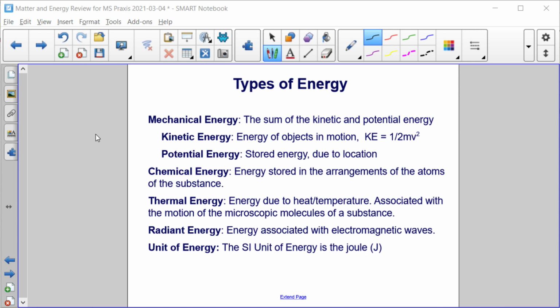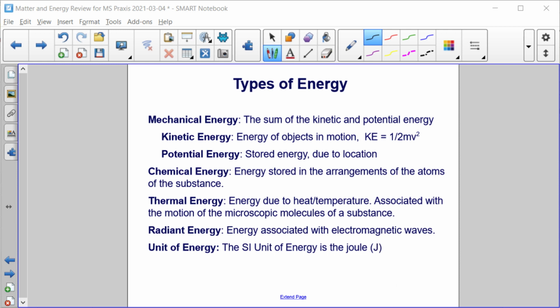Thermal energy is energy due to heat and temperature. Thermal energy is associated with the motion of the microscopic molecules or the movement of the atoms of a substance. Radiant energy is energy associated with electromagnetic waves, like light. And the unit of energy that you need to be familiar with is the joule, which is abbreviated with a capital J.